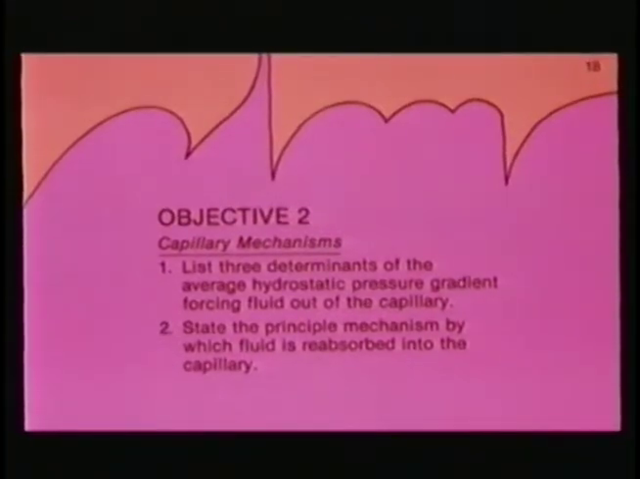18. After completing the next section on capillary mechanisms in the normal individual, you should be able to 1. List 3 determinants of the average hydrostatic pressure gradient forcing fluid out of the capillaries. 2. State the principal mechanism by which fluid is reabsorbed into the capillaries. 19. In normal capillary function, the distribution of fluid between the plasma and interstitial space is governed by the Starling forces balancing hydraulic and osmotic force differences.